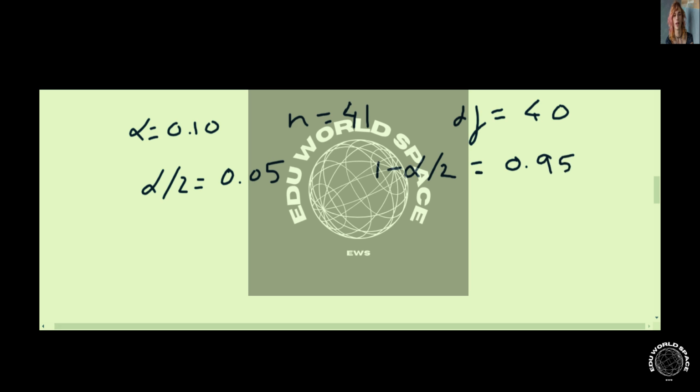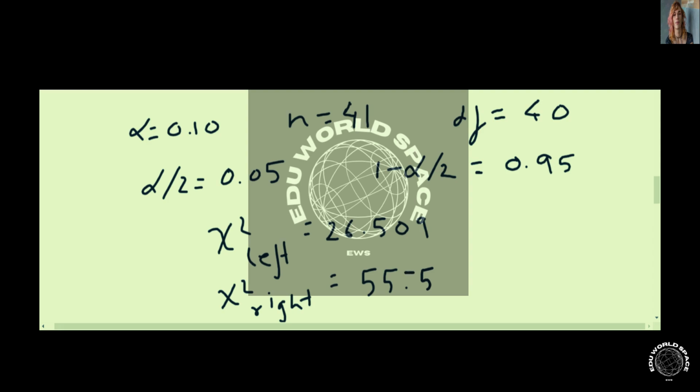Now we find the chi-square left and chi-square right values. Chi-square left is chi-square 0.95 with degrees of freedom 40, which is 26.509. And chi-square right would be chi-square 0.05 with degrees of freedom 40, which would be 55.758. So there we go. That's how you find the chi-square left and chi-square right values.